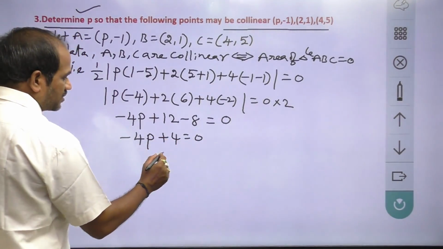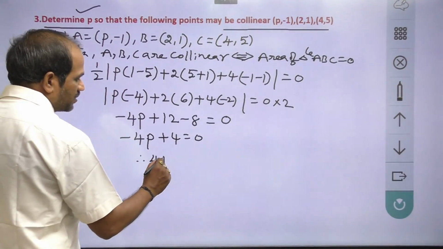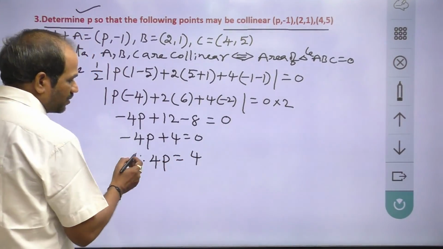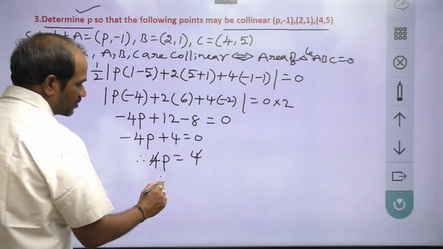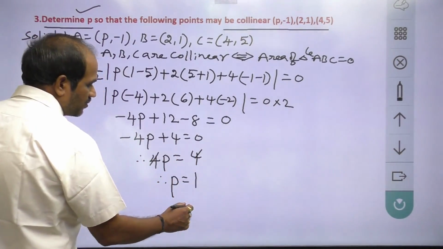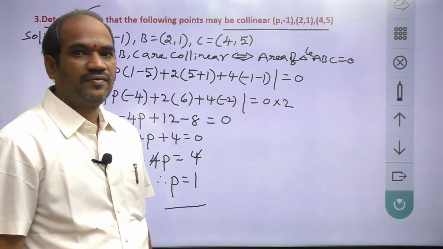So 4p is equal to 4. Minus 4p taken to the other side is plus 4p equal to 4, and it gets cancelled here. Therefore p is equal to 1. The p value is 1.